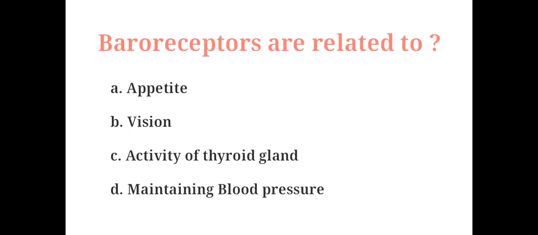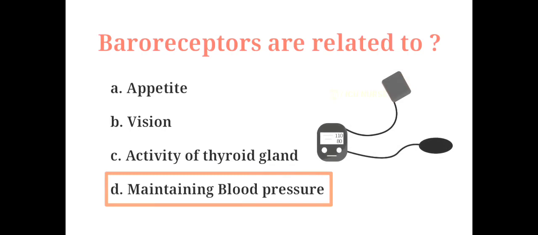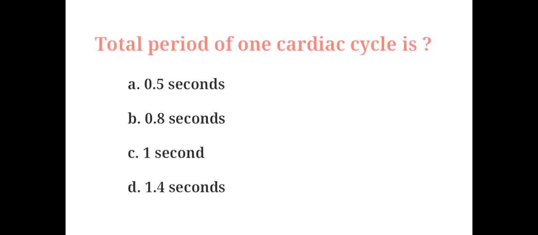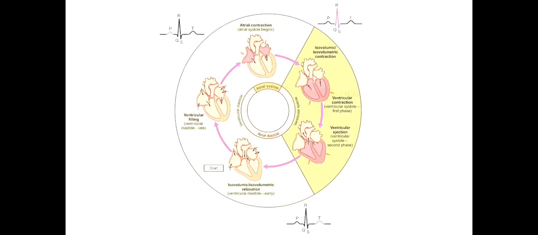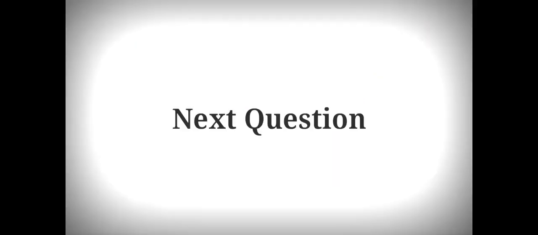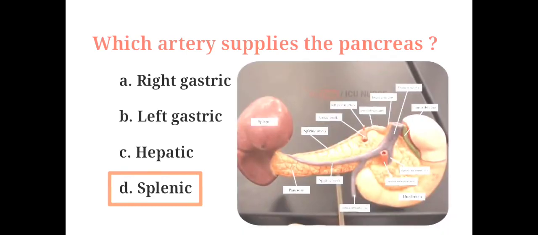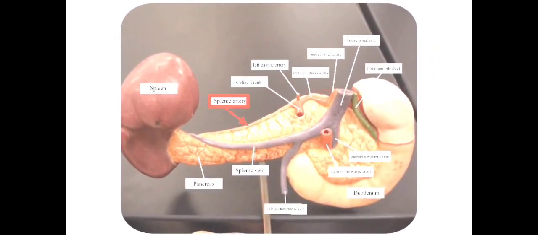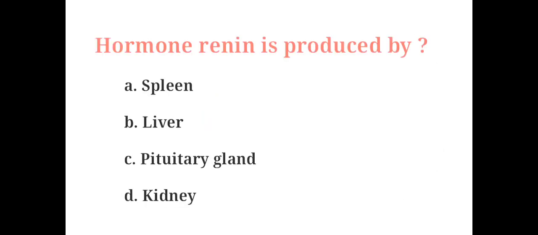Baroreceptors are related to. The correct answer is D. Maintaining blood pressure. Total period of one cardiac cycle is. The correct answer is B. 0.8 seconds. Which artery supplies the pancreas? The correct answer is D. Splenic artery. Hormone renin is produced by. The correct answer is D. Kidney.